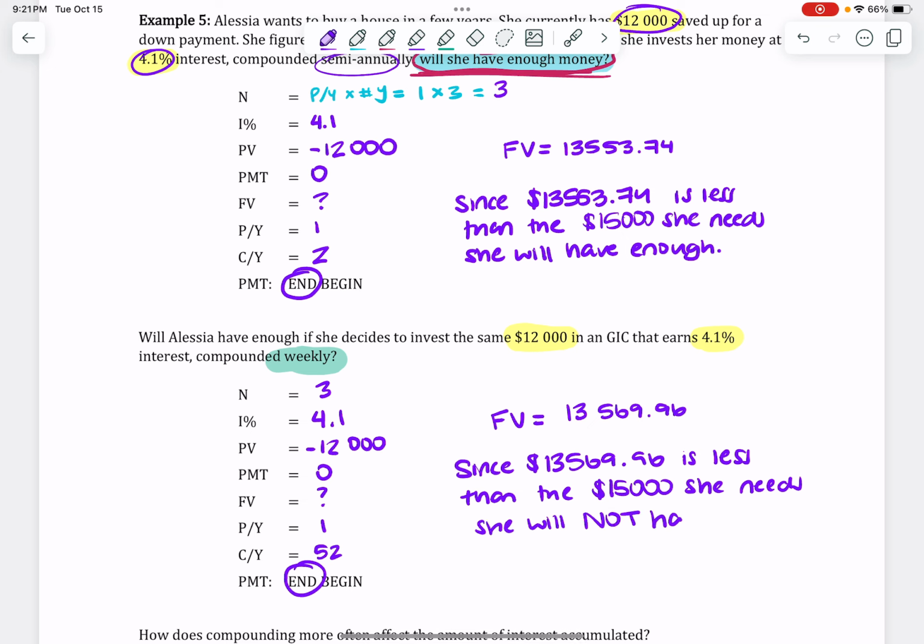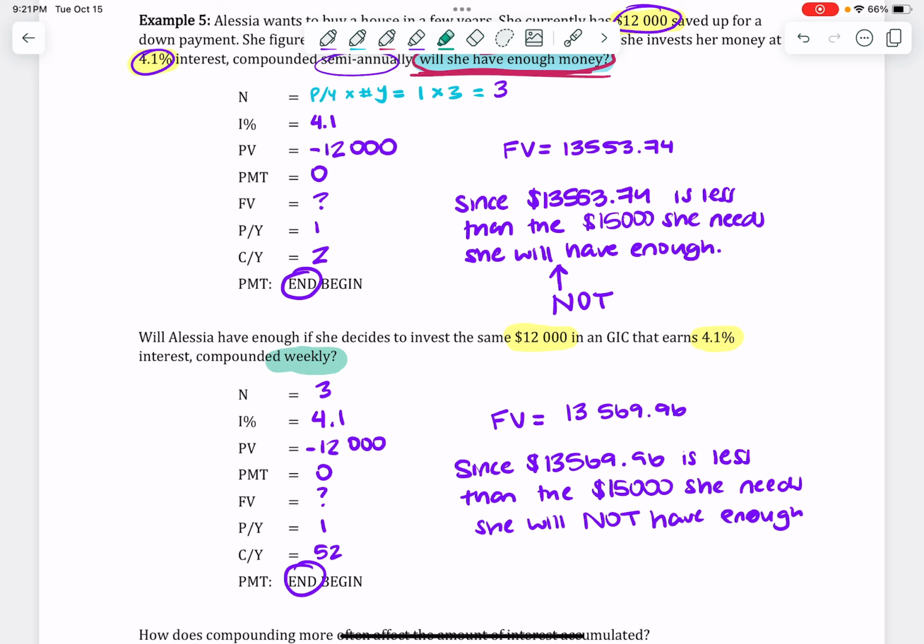Now, as I'm copying things down to ensure the same phrasing, I realized I made a mistake. I thought I said out loud that she will not have enough, but I did not write the word not in the previous example. Shame on me. But hopefully you caught that, and hopefully you wrote it down. And if you didn't, it happens to the best of us. But please add that in now. She will not have enough money in either of these cases.